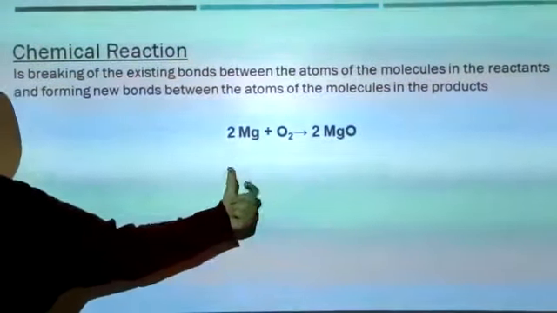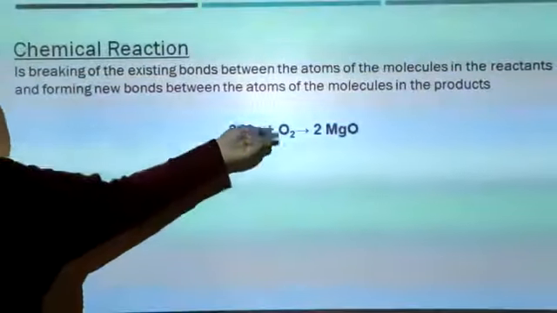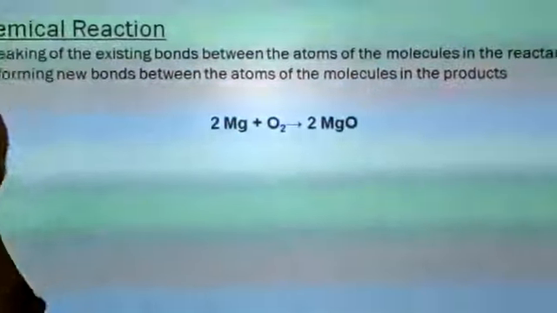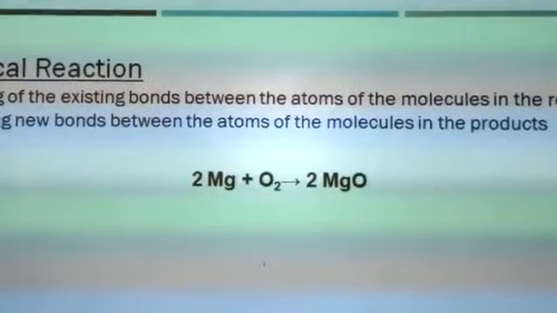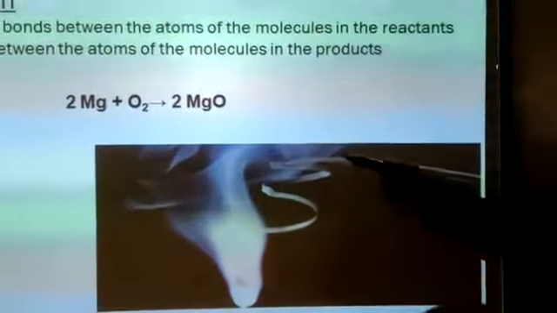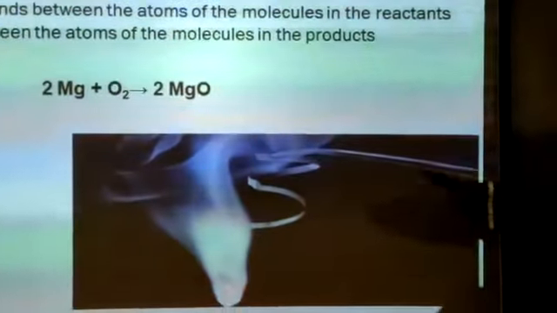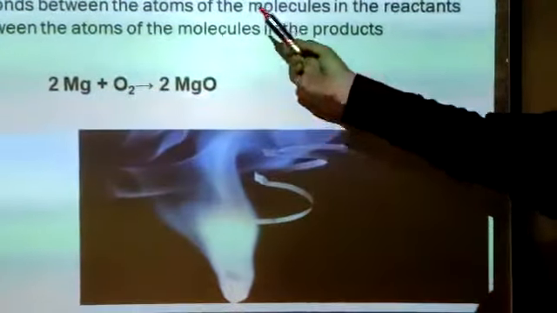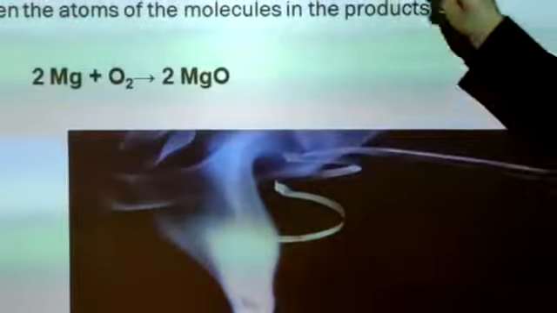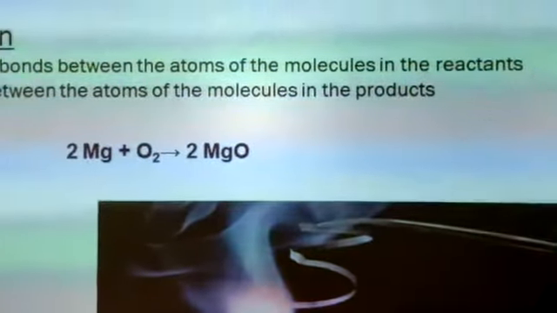Look at this chemical reaction between magnesium and atmospheric oxygen to form magnesium oxide. Burn magnesium vapor in atmospheric oxygen. The heat energy breaks the bond between the oxygen molecule and forms a new bond between magnesium and oxygen. Look at this reaction.